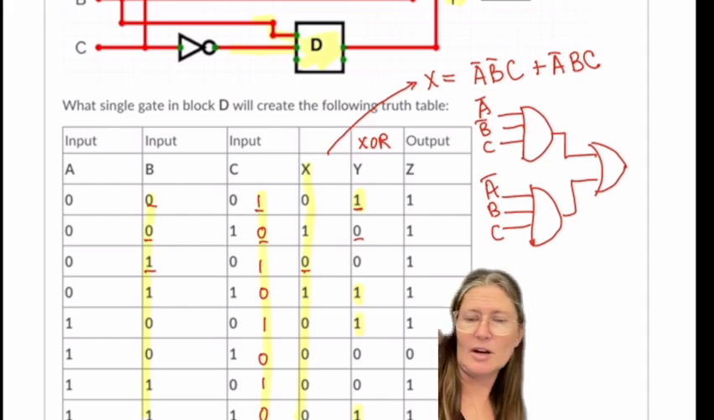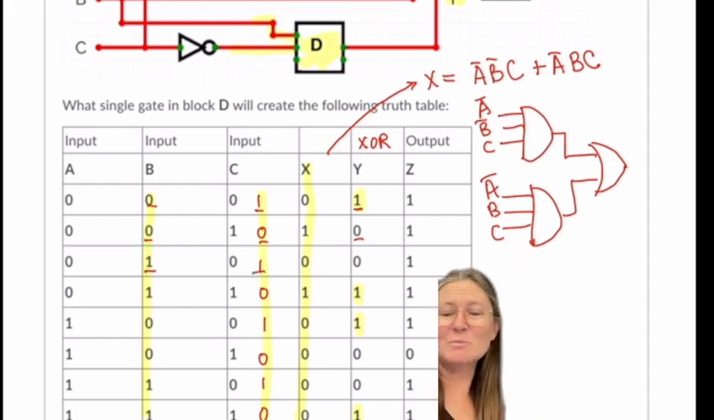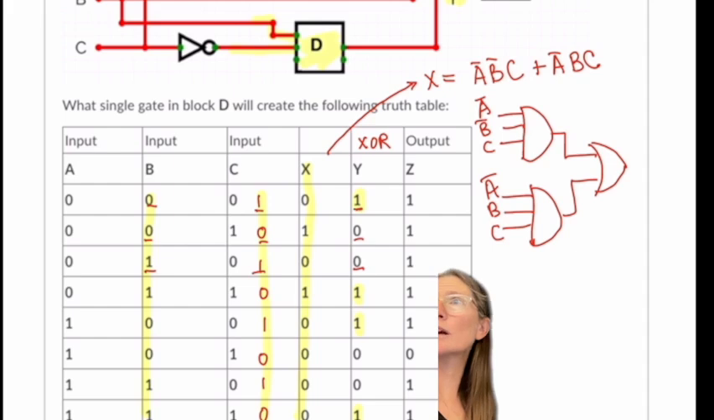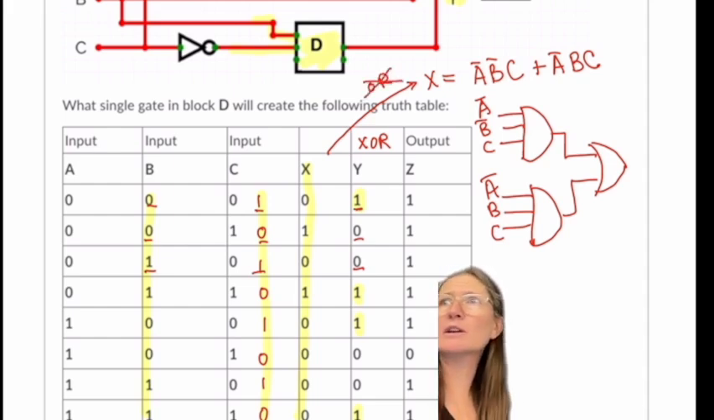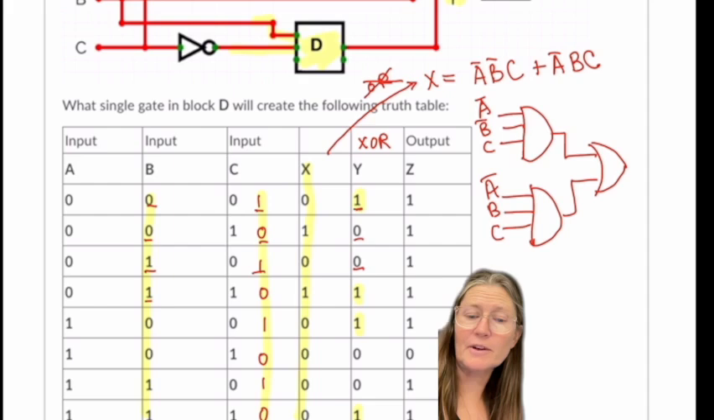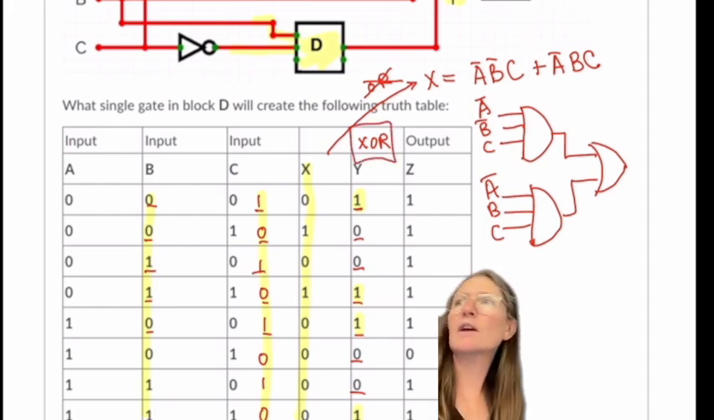Or wait, sorry, I missed the wrong one. 1, 1, and an OR would be a 1 out, but this has a 0 out. So it rules out the OR gate. So you could say it could have been an OR gate, but it's not an OR gate. So then you just check the rest and make sure it fits. So 1, 0 is a 1, 0, 1, 1, 0, 0, 0, 0, 1, 1, 0, and then 1, 0, 1. So yes, it meets the XOR function.